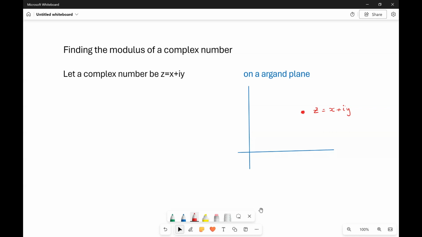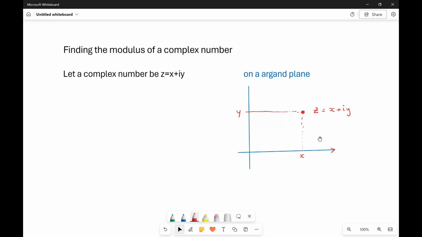If you have a complex number, z equals x plus iy, on the Argand plane it would look like this. So if you're trying to do it here, this would be x, that would be the distance out this way, and y would be the distance out this way. So this is the point x plus iy.